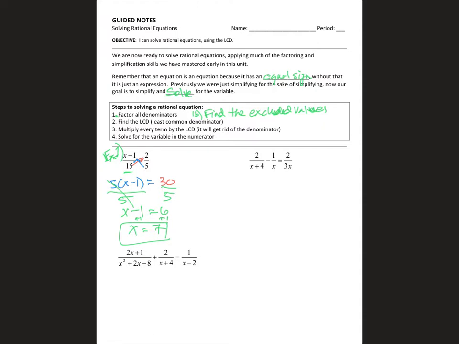Okay, now if you were to plug that back in really quickly, just to show you guys that 7 minus 1 over 15 is equal to 2 fifths, right? 7 minus 1 is 6, so that 6 over 15 is equal to 2 fifths. I can take a 3 out of both, so that'd be 2 fifths is equal to 2 fifths. Therefore, we have our solution, and it is correct.